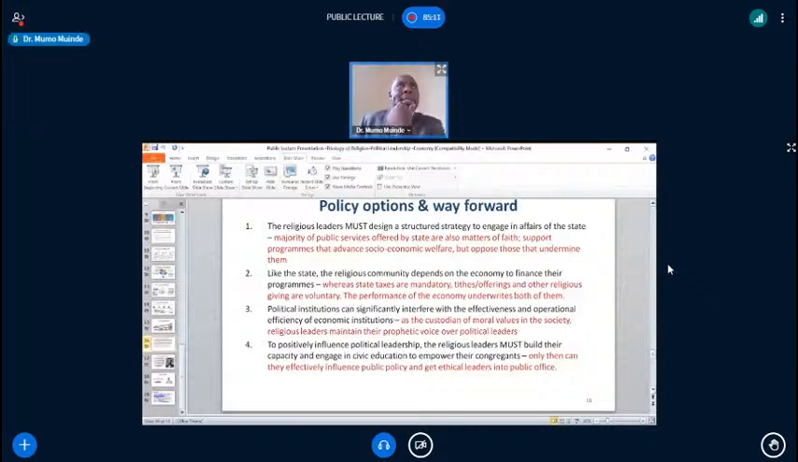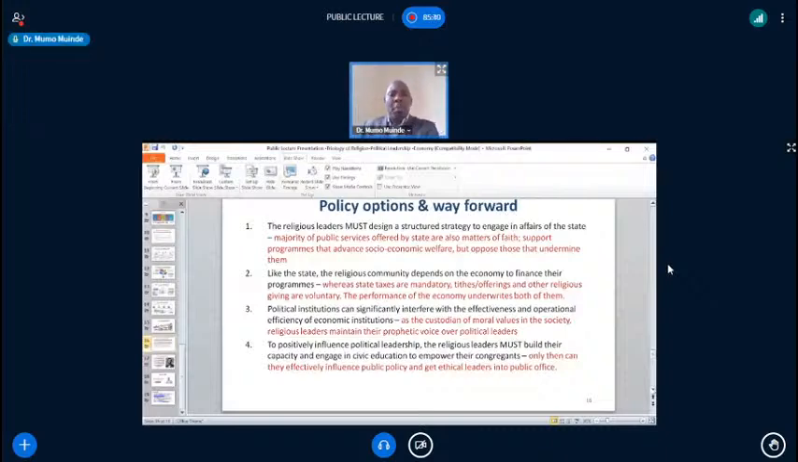Then the third point is to appreciate the role of political institutions. We have seen them dictate public policy. And if they dictate public policy and the religious community is the custodian of morals and values within the society, then it is in the interest of the religious community to ensure the right people man the political institutions, because eventually they will determine the burden that falls back to the religious community.